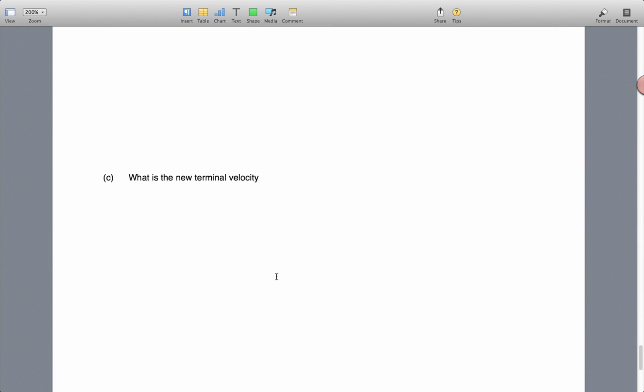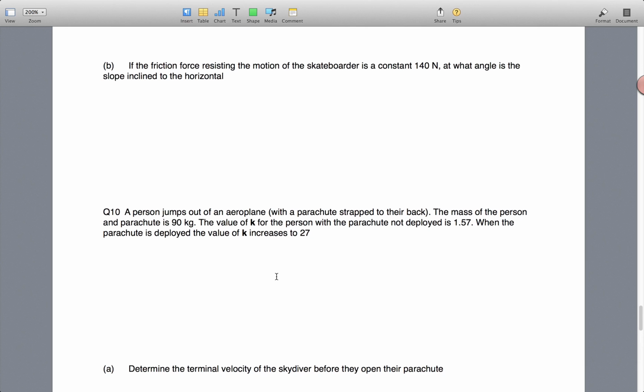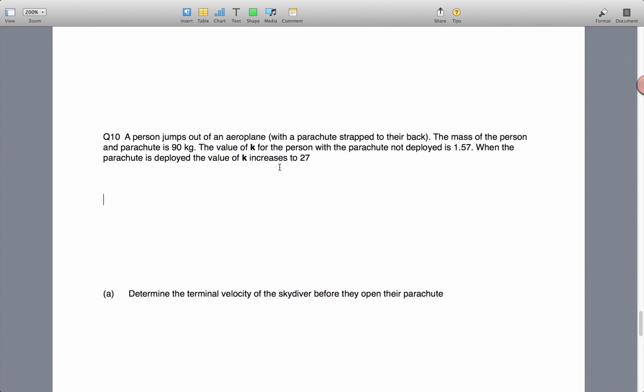Okay, nearly done. Righto, question 10. A person jumps out of an aeroplane with a parachute strapped to their back. The mass of the person and parachute is 90 kilograms. The value of K for the person with the parachute not deployed is 1.57. When the parachute is deployed, the value of K is 27. Determine the terminal velocity of the skydiver before they open their parachute.